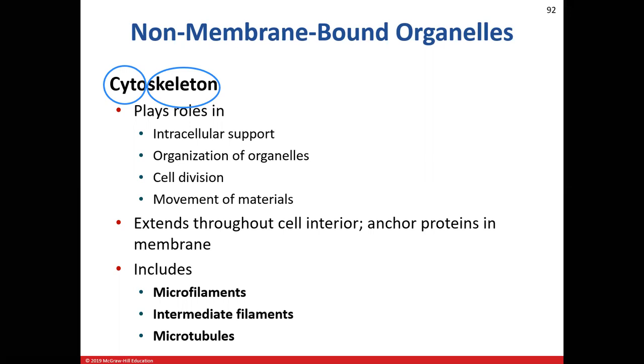Really, if you think about it, all of these functions we can translate to a larger scale onto the human body. Now our cytoskeleton extends throughout the cell interior and it anchors proteins within the membrane. There really are three components of our cytoskeleton. We have microfilaments, we have intermediate filaments, and we have microtubules. And we'll discuss all of those.